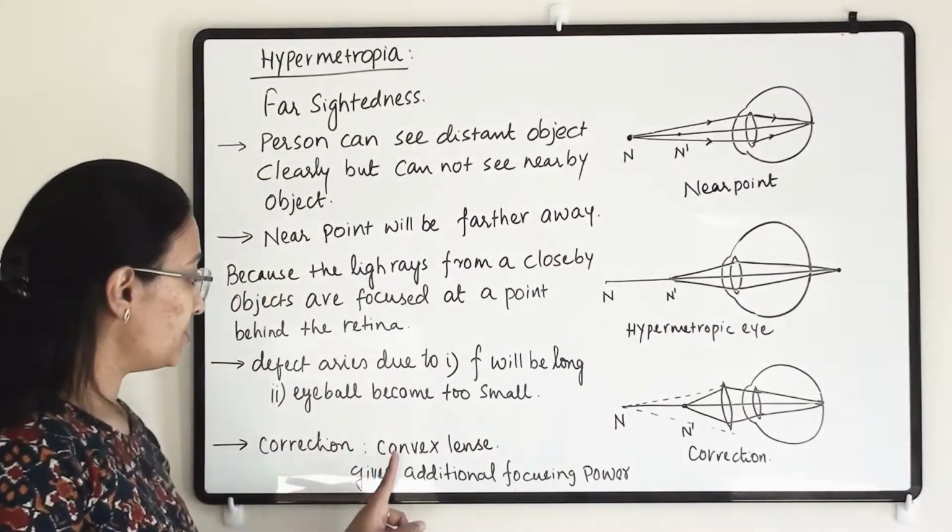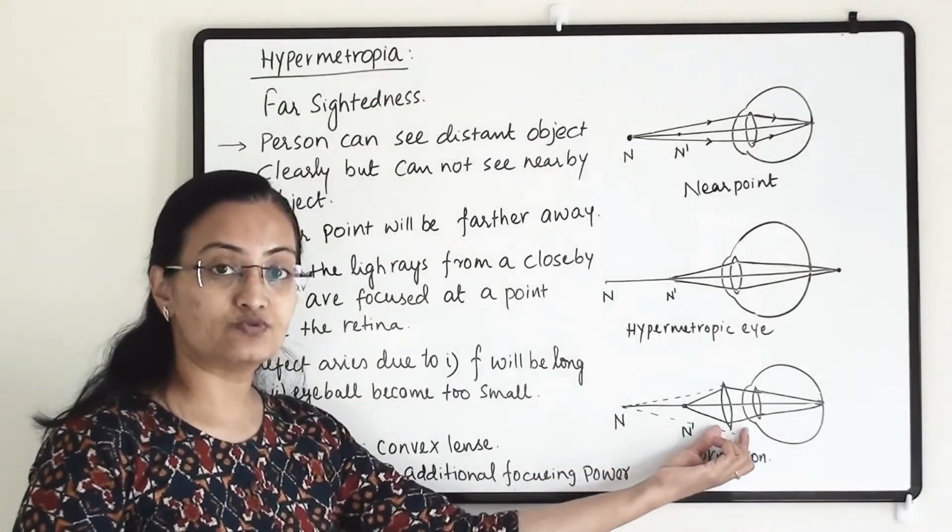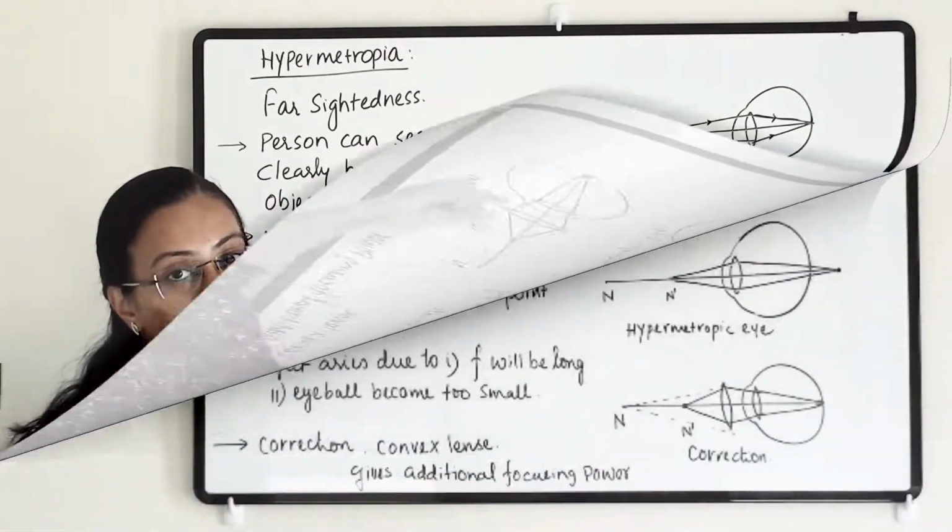Now we can do the correction with a convex lens, and with a suitable power of convex lens we can correct this defect.